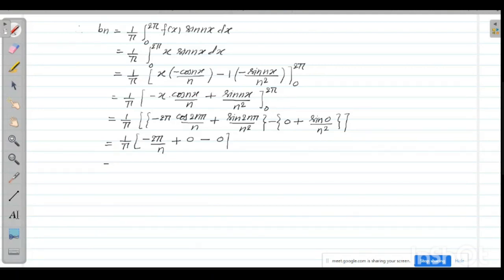So just simplify this. This becomes 1 upon pi into minus 2 pi by n. So this pi and this pi will cancel. You will get minus 2 by n. Therefore you can say that bn equals minus 2 by n. So this is your coefficient bn.